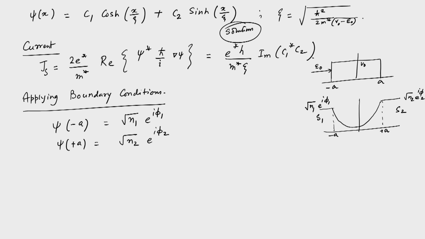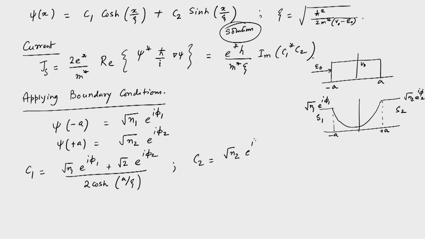So, if you put them there, then you can evaluate the coefficients, which goes as (n_1 exponential i phi_1 plus n_2 exponential i phi_2) divided by 2 cosh(a/xi), and for C_2 one has n_1, sorry, it is n_1 exponential i phi_1 minus n_2 exponential i phi_2 divided by 2 sinh(a/xi).